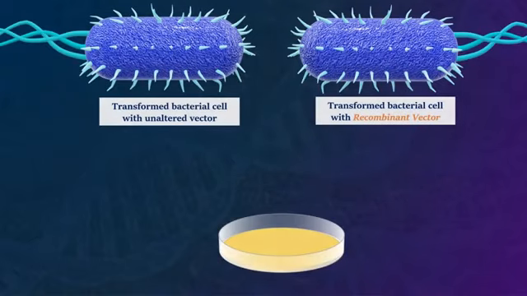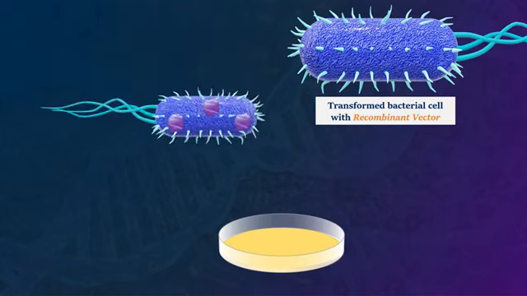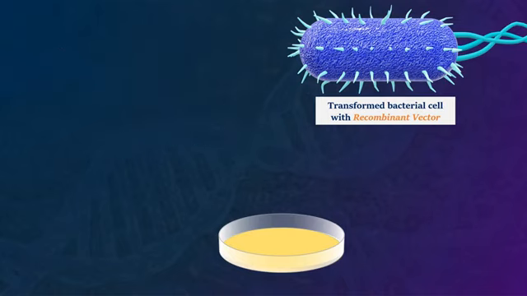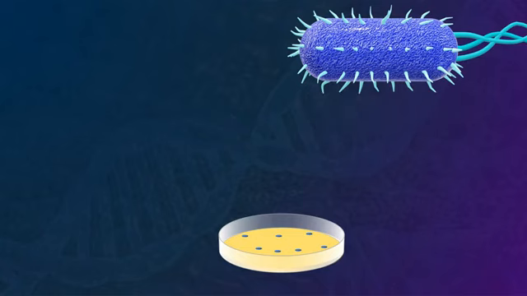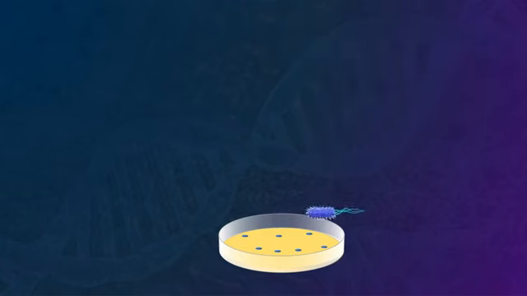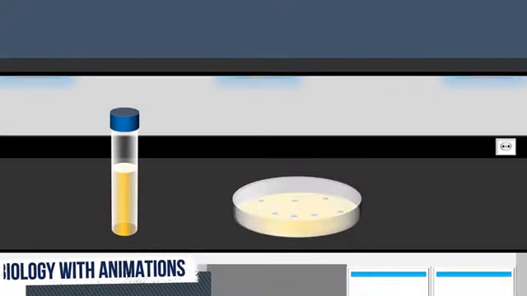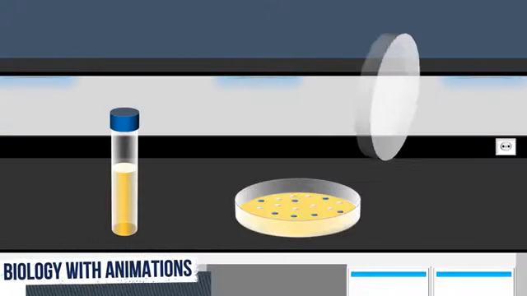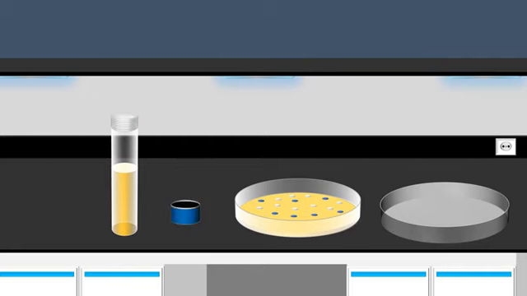So, the transformed bacterial cells with unaltered vectors will manifest as blue colonies on the culture medium. On the other hand, the transformed bacterial cells with the recombinant vector, which are not capable of producing beta-galactosidase, will appear as white colonies. Next, the white colonies, representing transformed bacterial cells with the recombinant vector, are isolated and transferred to an enriched culture medium using an inoculation loop.